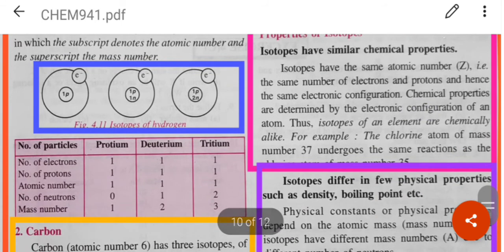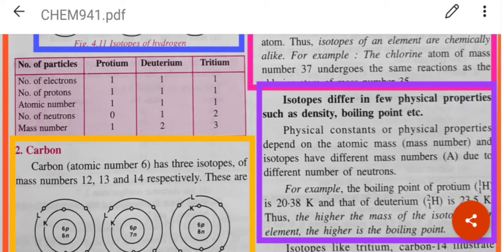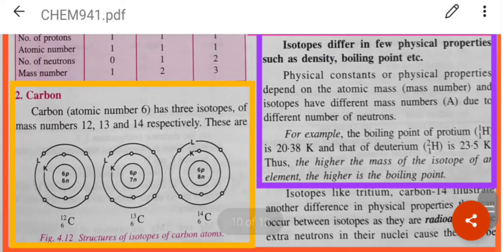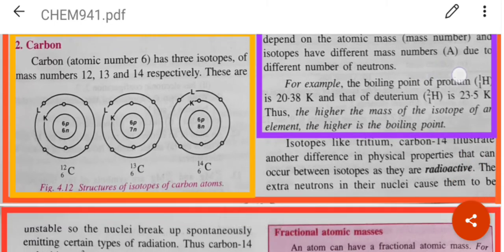Now, isotopes have similar chemical properties. Why? It is because they have the same electronic configuration. That is why the isotopes of an element are chemically alike. But they differ in a few physical properties such as density and boiling point. Why? Because physical properties depend on the atomic mass or the mass number, and we know that isotopes have different mass numbers. For example, the boiling point of protium is 20.8 Kelvin, and for deuterium it is 23.5 Kelvin.